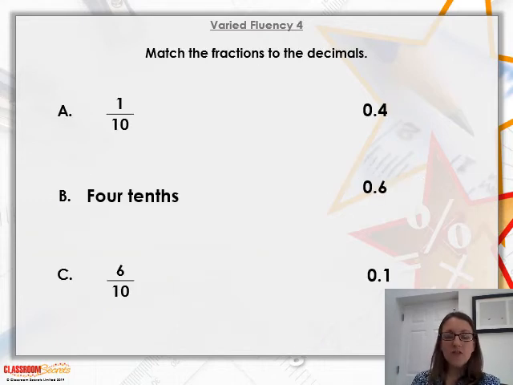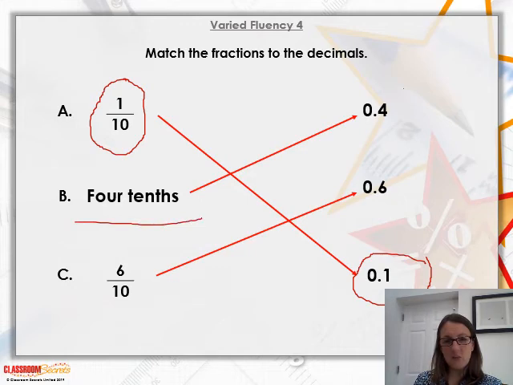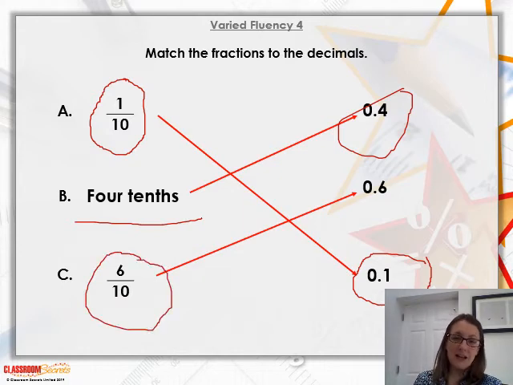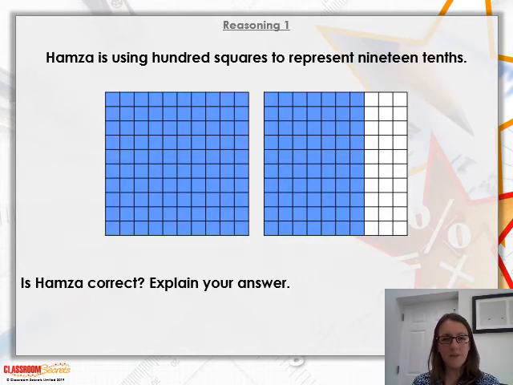Right, match the fractions to the decimals. So look carefully. Can you pause the video and see if you can match these up? Okay, hopefully you've recognized that 1/10 would be written as 0.1, that 4/10 would be written as 0.4, whoops, and that 6/10 would be written as 0.6. Fantastic. Okie doke.